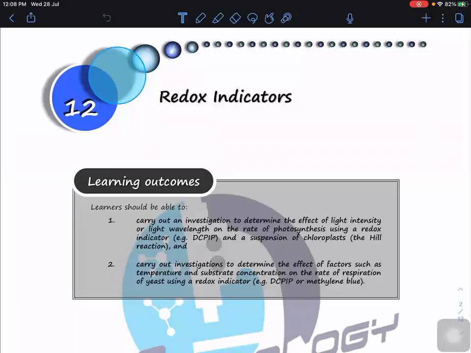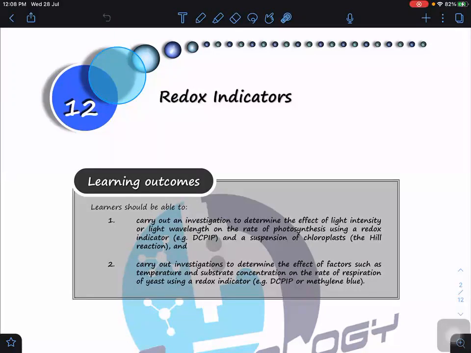Okay, so for today, our topic, we're going to focus on this redox indicator. From the name redox indicator, reductions and oxidations. So what we're going to do for today, we're going to look at two processes that involve redox, which are respiration and photosynthesis, because we know that there is electron flow.